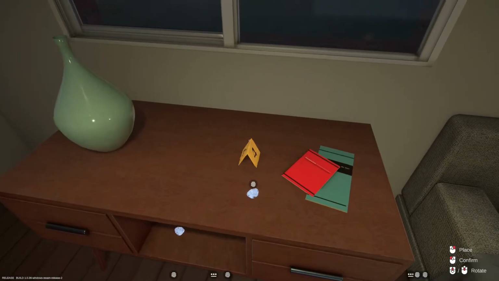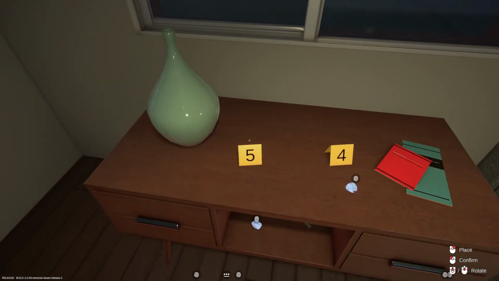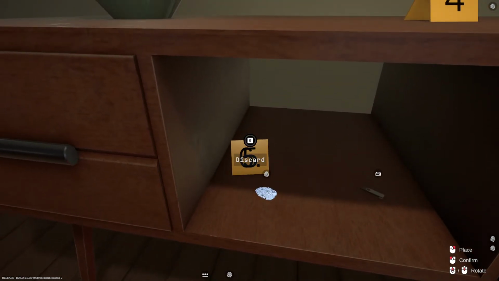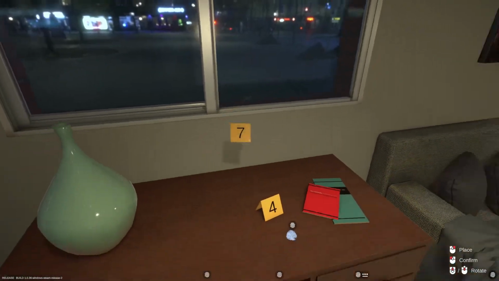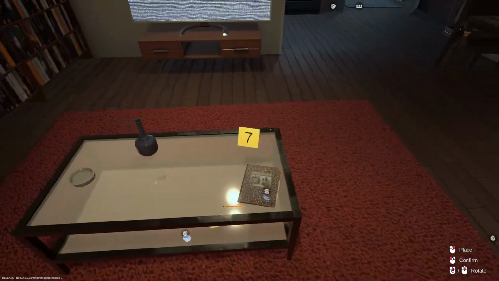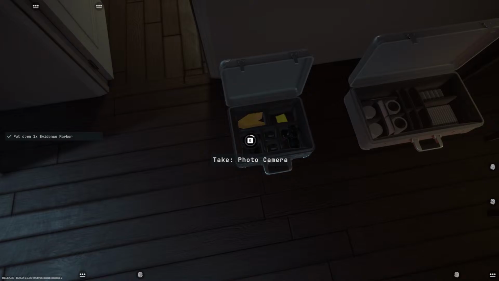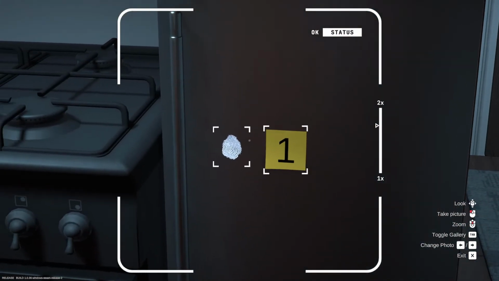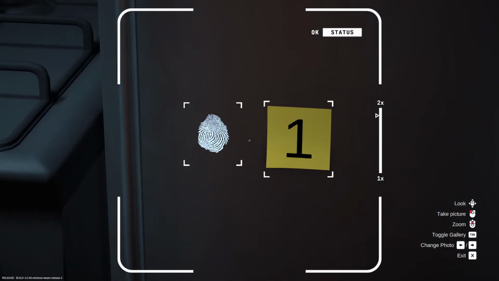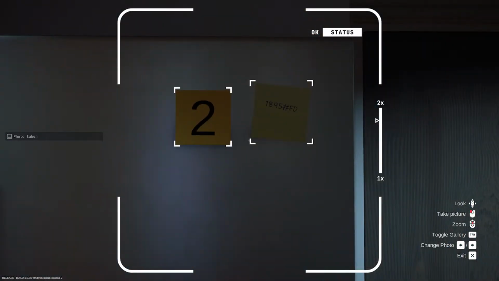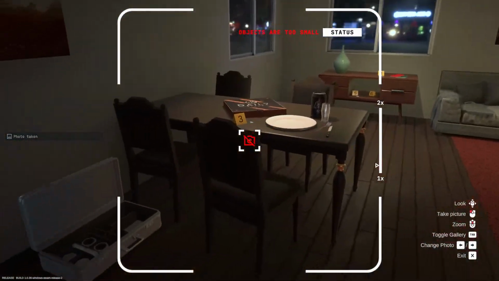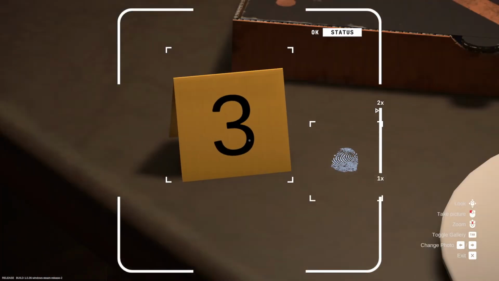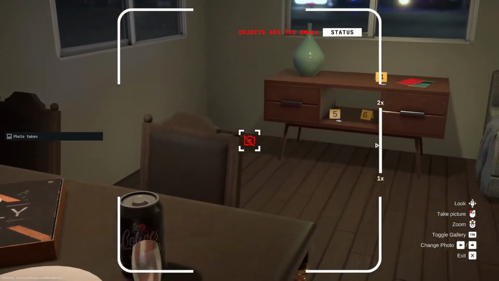A couple fingerprints here. Got a thumb drive. Pictures. Alright, there's fingerprint number 1. Got some type of password. Okay, got another fingerprint.